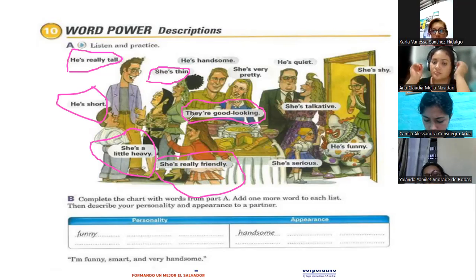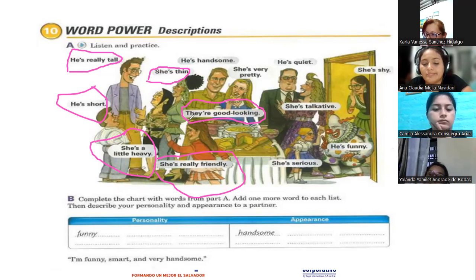Porque llevamos viendo la forma de la contracción. Acuérdense que se ocupa bastante las contracciones en una conversación bastante fluida para hacer como la conversación más corta. En vez de decir he is, she is, they are, vamos a decir de una vez he's, she's, they're good looking.